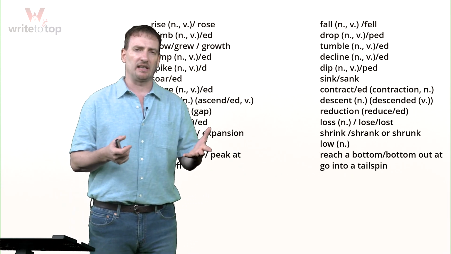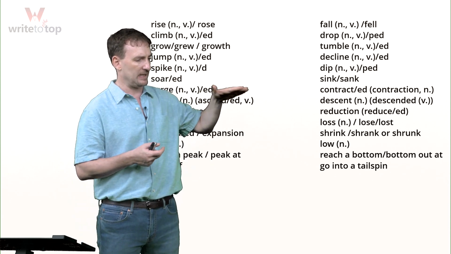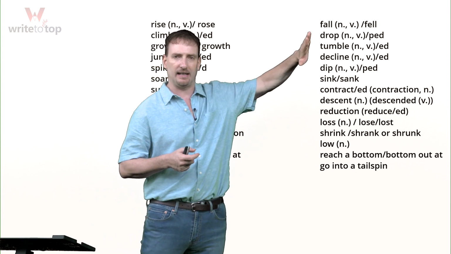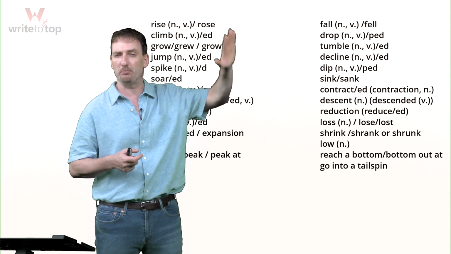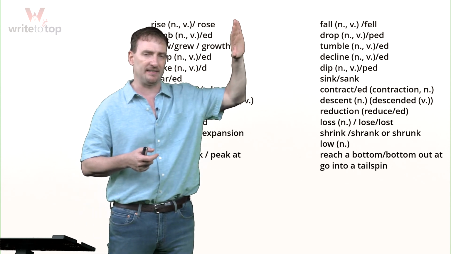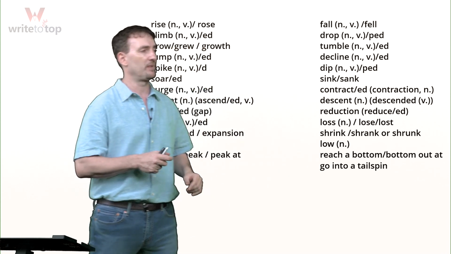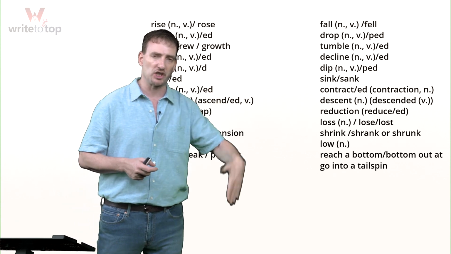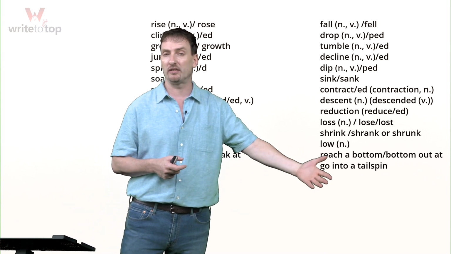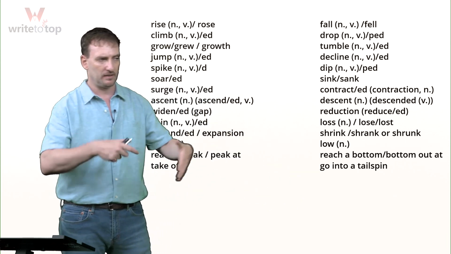Now, some people like to use the word valley. Remember, a valley has a downside and an upside. A valley is between two mountains. Make sure there's both an up and a down. If there's only a down, there's no valley. There's just a bottom there. Go into a tailspin basically means going into a very sharp and prolonged decline. So very quickly and for a long time, the decline.